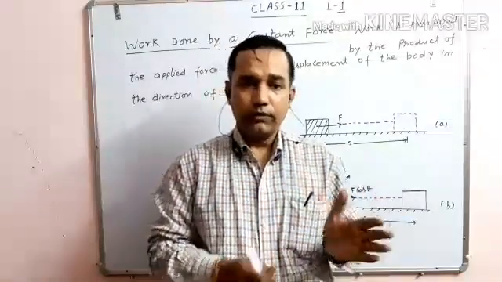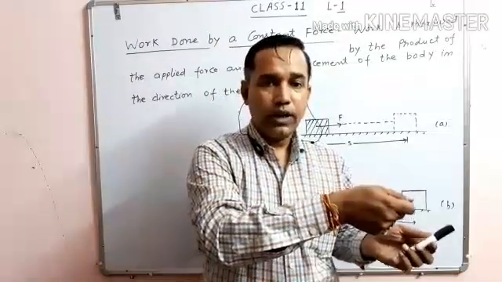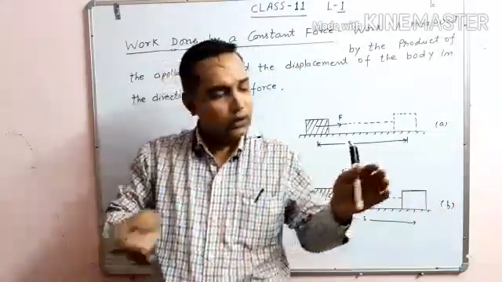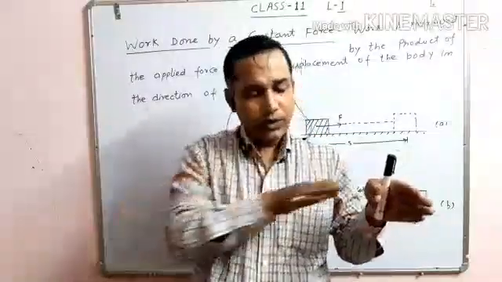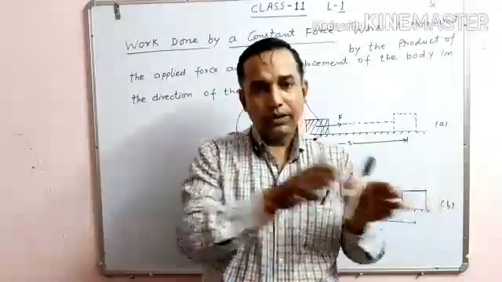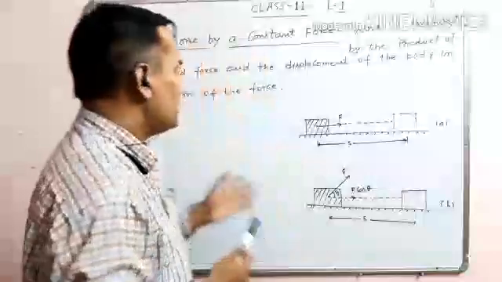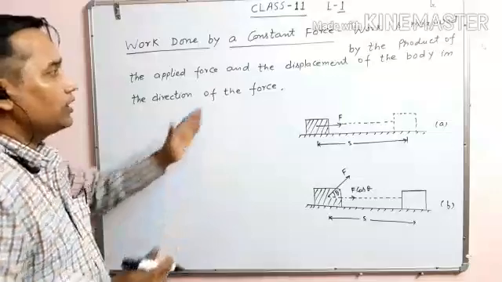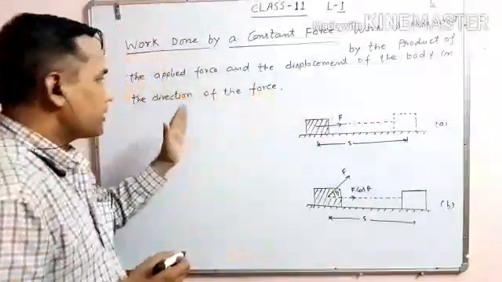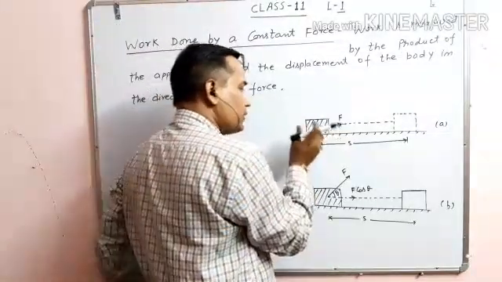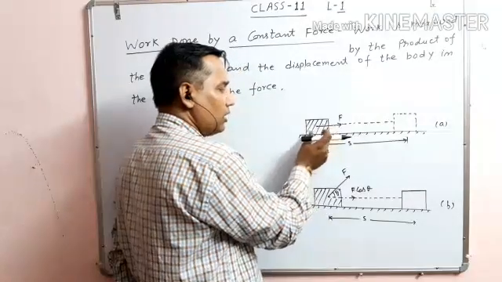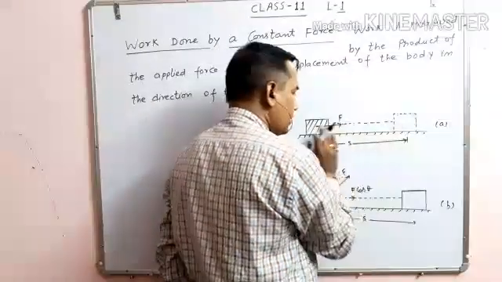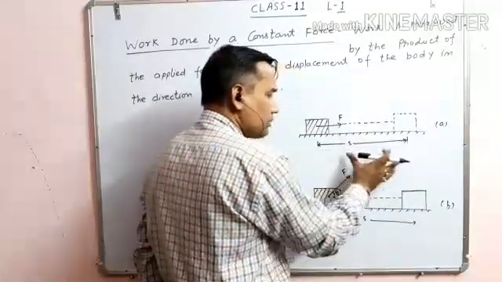That will be clear. If I put a body at some place and, due to the influence of a force, it is displaced from here to there, that displacement is what we call work. By definition, work is measured by the product of the applied force and the displacement of the body in the direction of the force. Suppose we are applying some force F on this body.